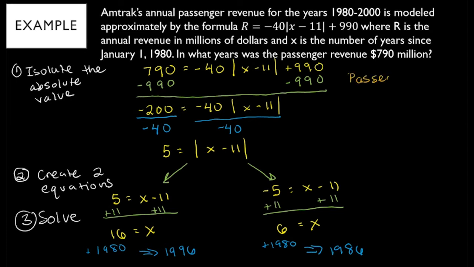So when I write my answer here, it's going to be passenger revenue. Oh, wow, you can tell it's a Saturday. I'm doing my multiplication wrong.